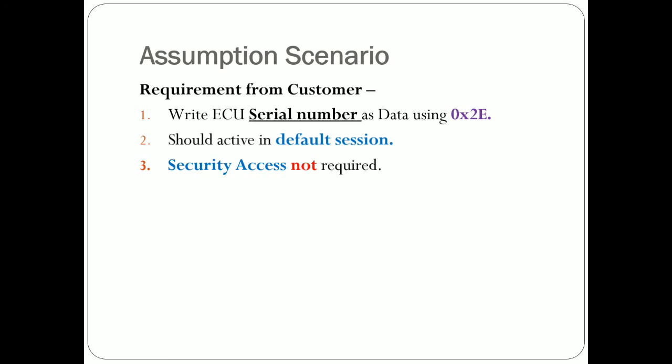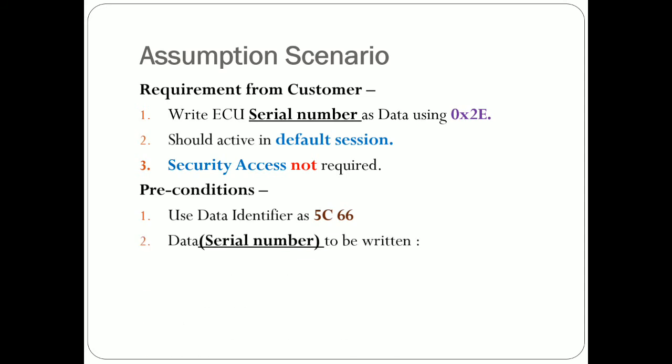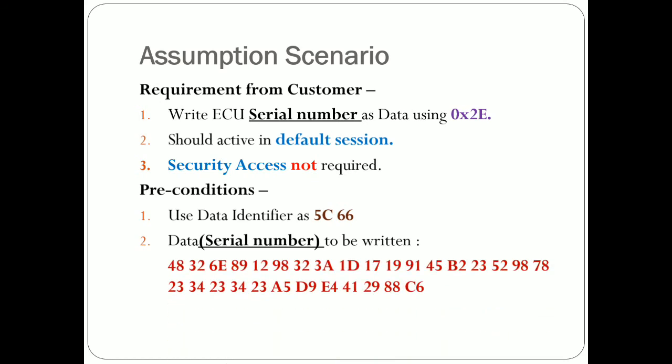The data to be written, that is the serial number, uses data identifier 5C 66. For the ECU serial number, the data identifier should be considered as 5C 66. That means under 5C 66 you have to write the data for the serial number. The serial number starts with 48 32 6C up to C6, around 30 bytes of data to be consumed for writing the ECU serial number under data identifier 5C 66.